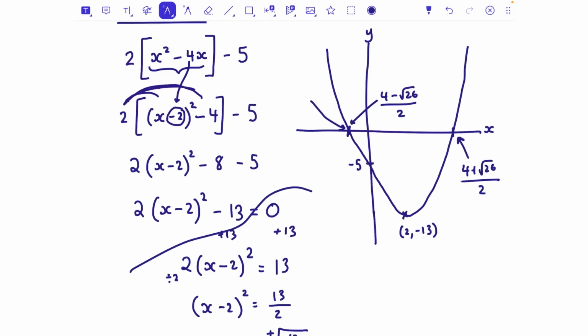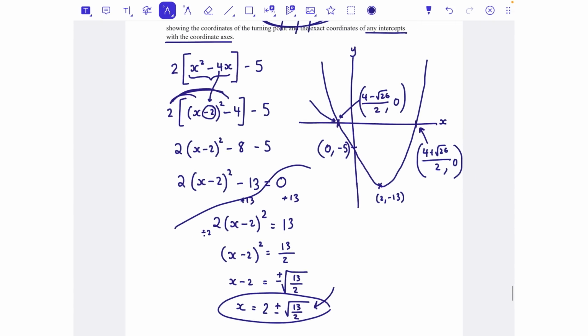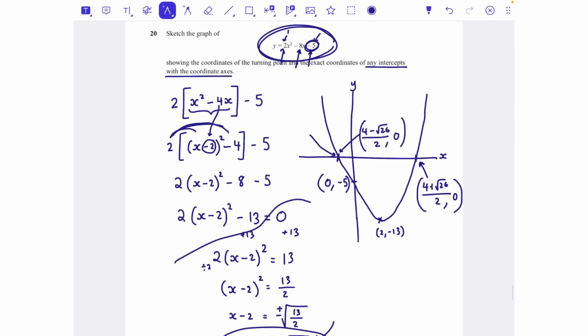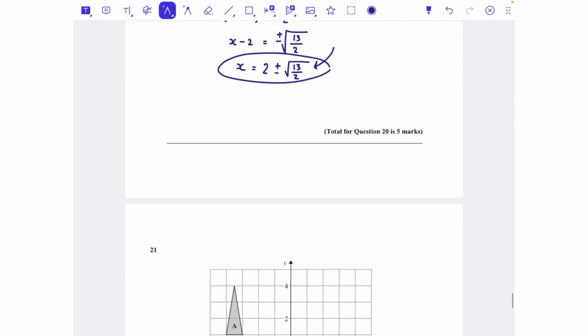Now, I'm going to be proper about this, and I'm going to say that this coordinate is (0, -5), and I'm going to say that this coordinate is this, 0, and this coordinate is this, 0. And we've got the turning point. So there we go. We've got all intercepts with the axes. We've also got the turning point, and that is 5 marks.